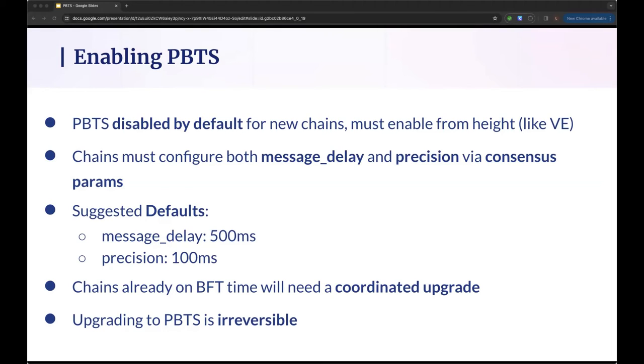Yeah, I think doing a hard fork is fine and not supporting the two directions is sound. Doing a hard fork isn't great, but handling that scenario shouldn't be resourced. It's your resources, but I think it makes sense, the choice of supporting BFT time to PBTS, but not the reverse.